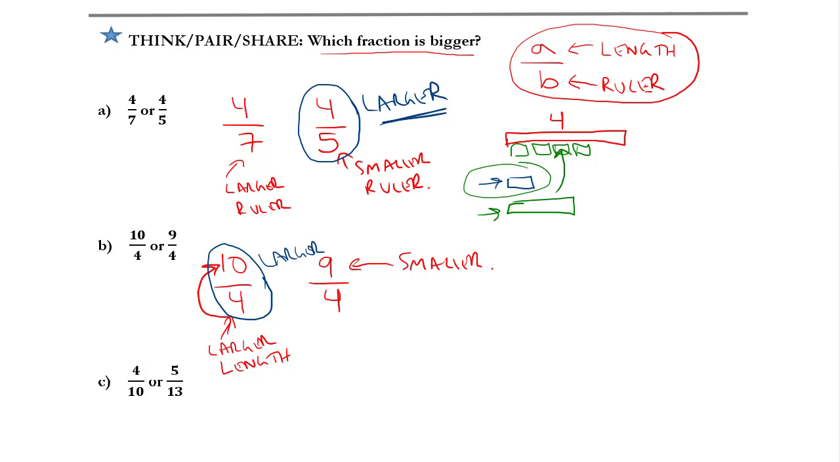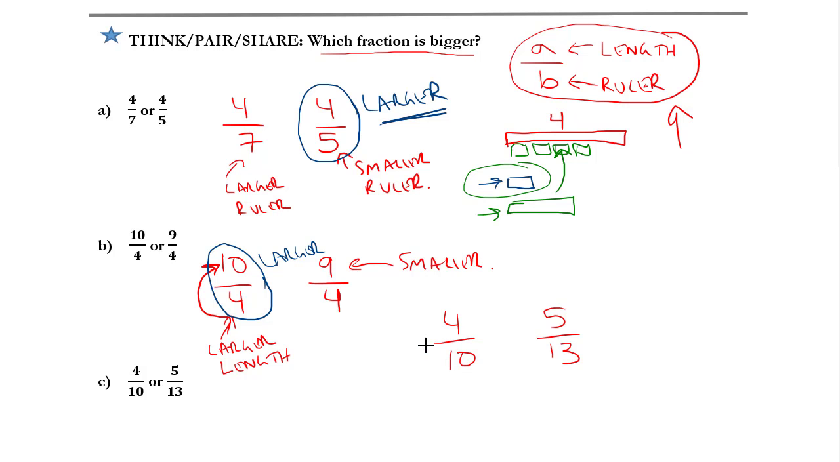And C, let's see what's going on. Here we're being asked to compare 4/10 and 5/13. Using our ruler model over here, we're kind of stuck, because we don't have the same lengths: 4 is not 5. We also don't have the same ruler sizes: 10 is not 13. So in this case, if we want to compare the relative sizes of these two fractions, we're going to have to find a common denominator.